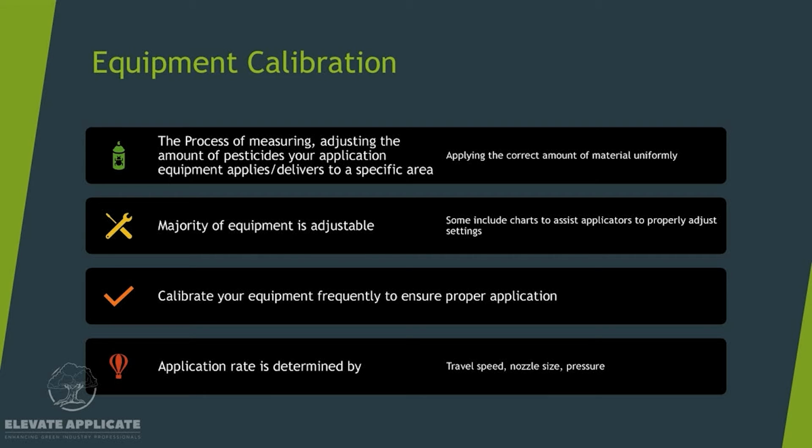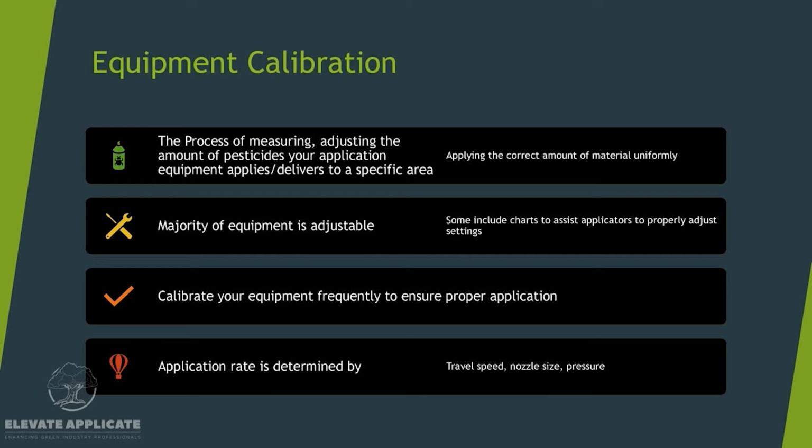A majority of equipment is adjustable, and some include charts to assist us as applicators to properly adjust the settings and get it dialed in. You want to calibrate your equipment frequently to ensure proper application. Frequently really depends on how many applications you're doing. Once a week, I think, is a pretty good habit to be in, but it really all depends on how much you're using your equipment. Some guys might calibrate their equipment once a year and then it's good to go.